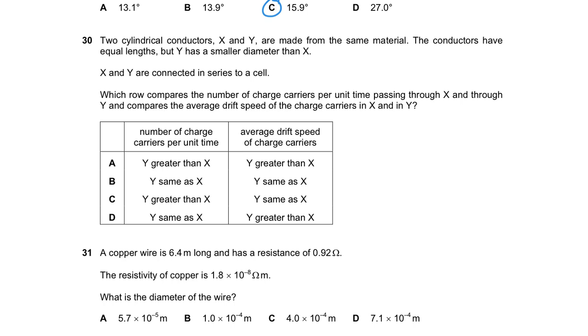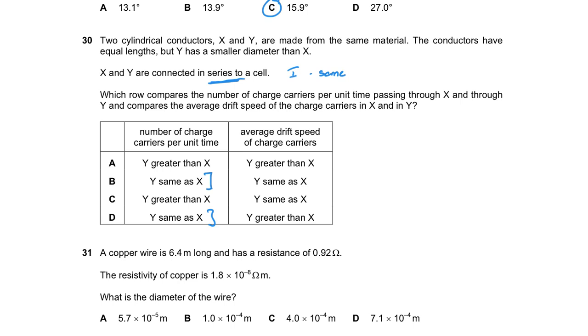Now, these two cylinders, X and Y, that are made from the same material, they have equal lengths, but they've got different diameters. That means that they'll have different resistance, they'll have different cross-sectional area. But irrespective of what their length is, what their diameter is, or what their material is, because the two are connected in series, I know for a fact that the current would be same in X and Y. And since the current is same, that means the total charge, what is current? Charge flowing per unit time. The charge flowing per unit time would be same. And hence the number of charge carriers would be same. So Y same as X, number of charge carriers per unit time. So it's either B or D.